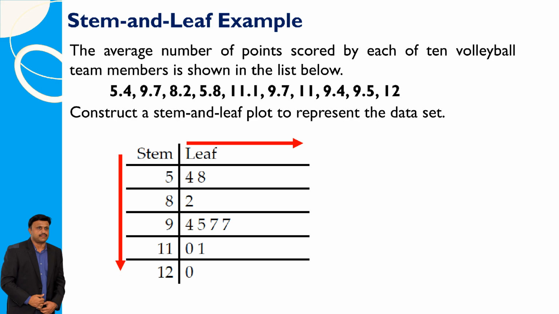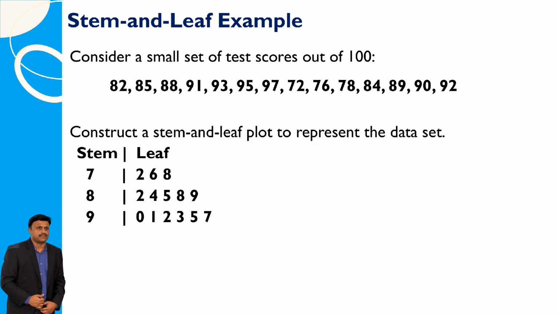To construct a stem and leaf plot for the average points scored by 10 volleyball players, 5.4, 5.8, 8.2, 9.4, 9.5, 9.7, 9.7, 11.0, 11.1, and 12.0, organize the data with stems as 5, 8, 9, 11, and 12, and list the corresponding leaves for each stem. Stems: the left column represents the whole-number part of each score. Leaves: the right column shows the decimal digit of each score.